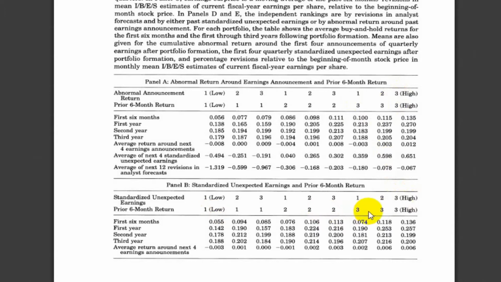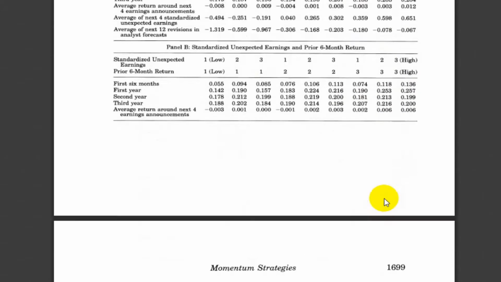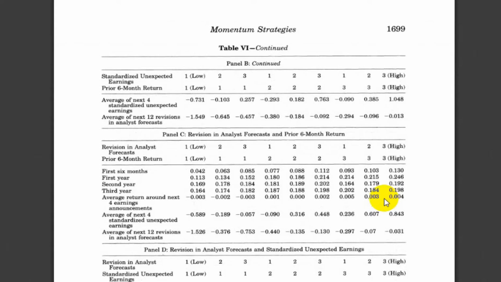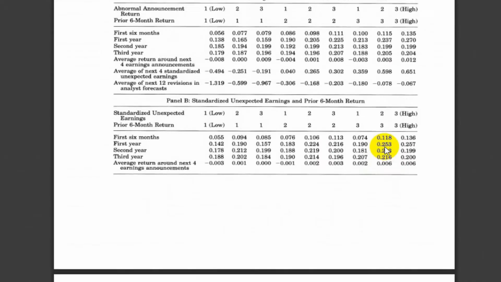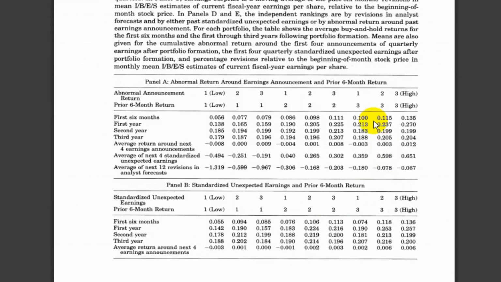And down here in panel B, we have the same situation, only within the past 6-month return groups, they're ranked by their SU, as was done in the prior tables. Panel C is done the same way, ranked by the prior 6-month returns, but within those they're ranked by the past analyst revisions, as was done in the prior tables. So let's go back and take a look at the results.